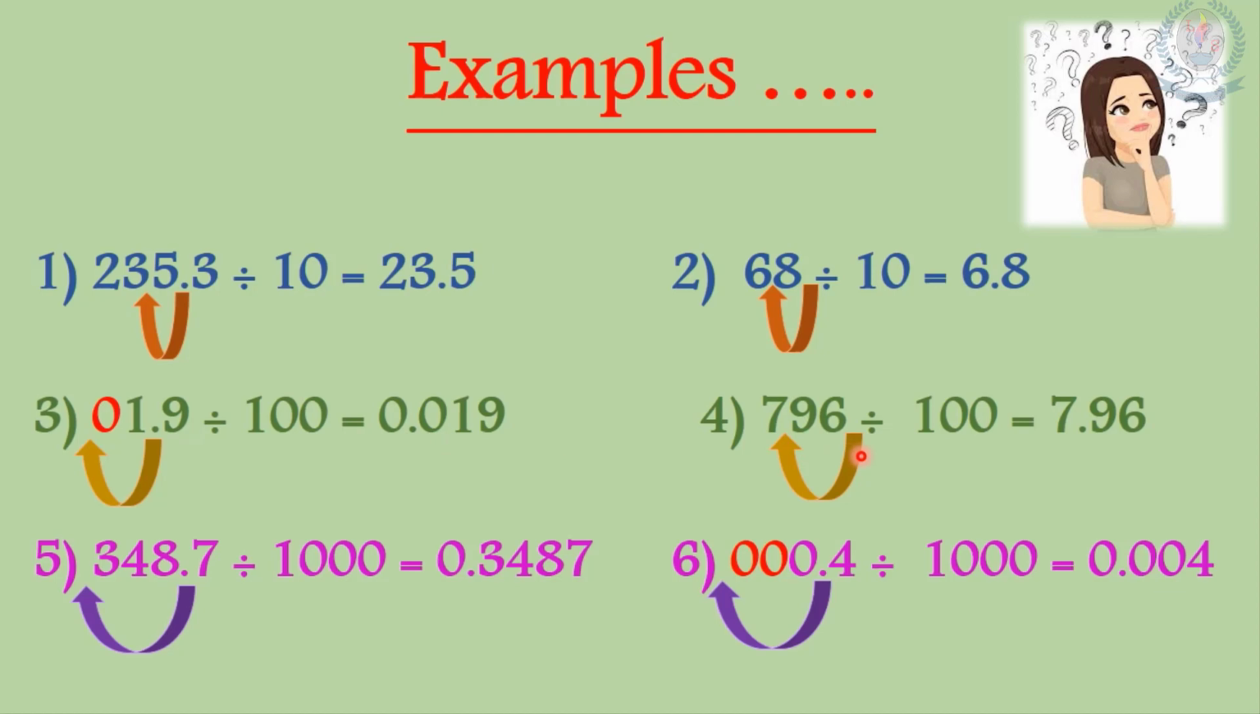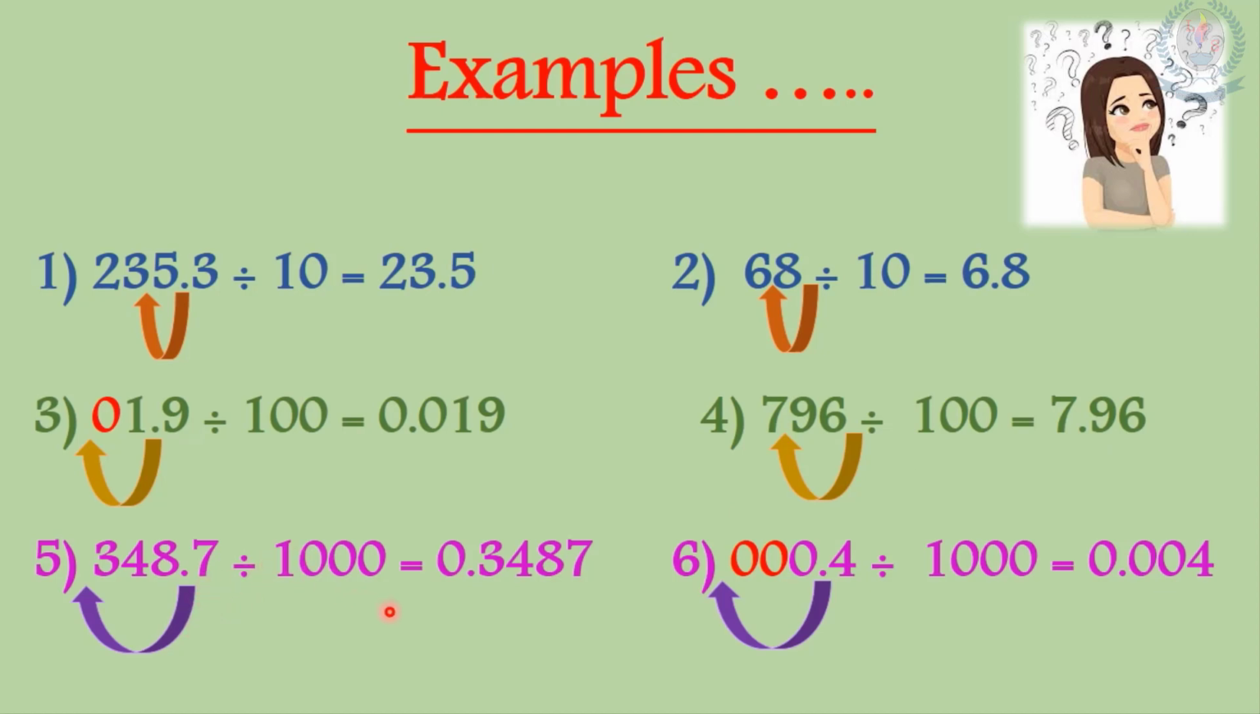Fourth one, 796 divided by 100. Here also we have to divide by 100, and here also we can't see the decimal place directly. So that means after the last digit decimal place is there, that means after 6. So we have to move that decimal place to left hand side by 2 digits. Then it comes in between 7 and 9. Then the answer is 7.96.